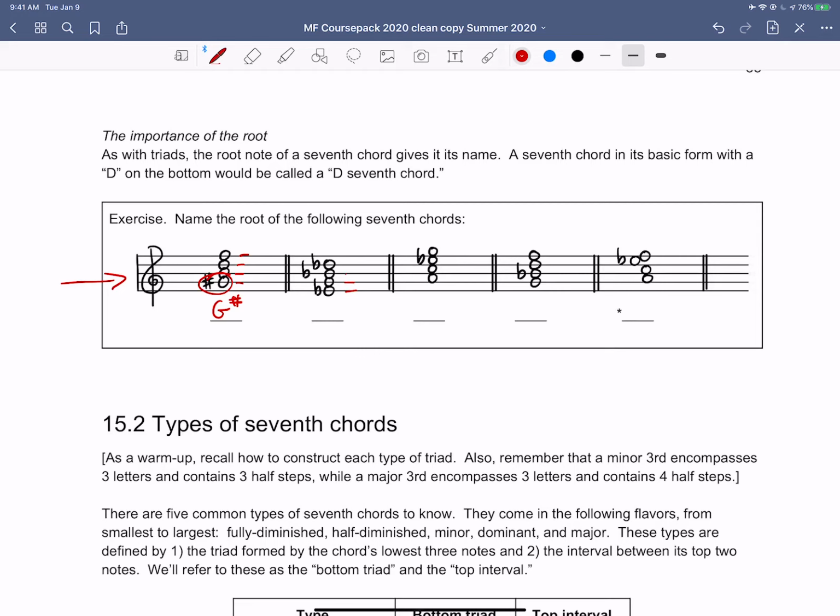Here we've got line, line, line, line. The bottom note is E flat, so E flat is the root. Space, space, space, space. The bottom note is A, so A is the root. Line, line, line, line. The bottom note is G, so G is the root.